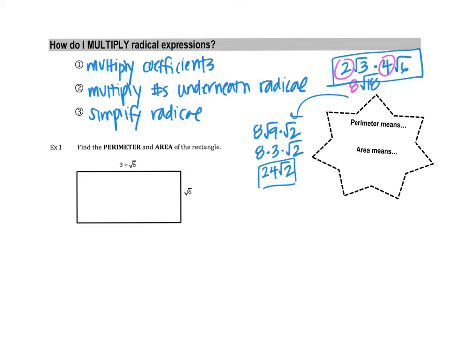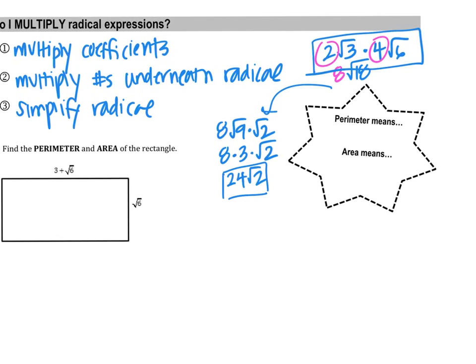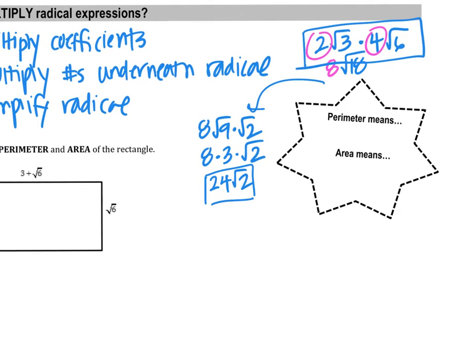So one of the best ways to demonstrate and practice multiplying radical expressions is to utilize the perimeter and area, either a rectangle or a triangle. So I know this is one of our favorite things to do. One of the first things we're going to do is review what this means. So remember, perimeter means the sum of all sides, and area. So for a rectangle, we know area equals length times width.